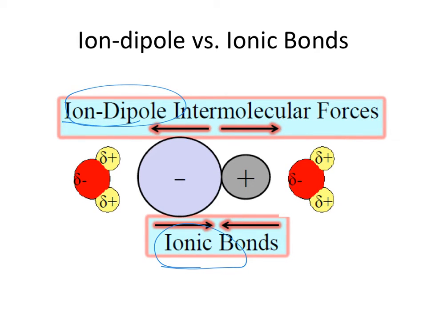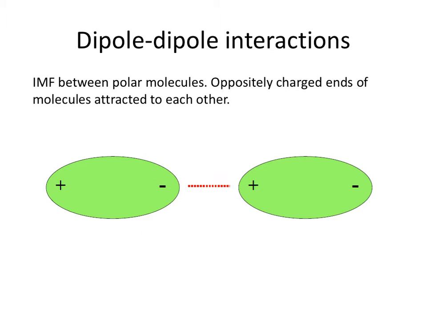If the ionic bonds are stronger, then the positive and negative ions are pulling together, and the ionic substance will not dissolve. If the ion-dipole intermolecular forces are stronger, so it's pulling out more than in, then the ionic substance will dissolve. So that is the interaction that's happening when you're trying to dissolve an ionic substance in water, or a polar substance. Next we have dipole-dipole interactions.